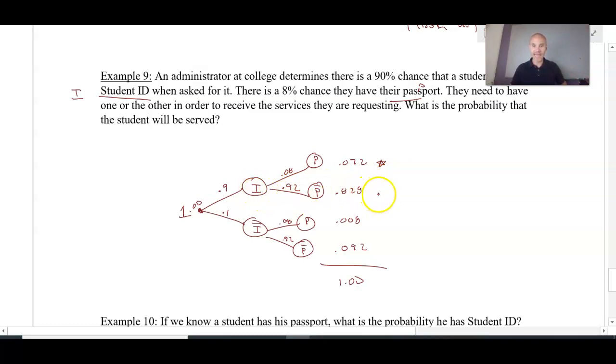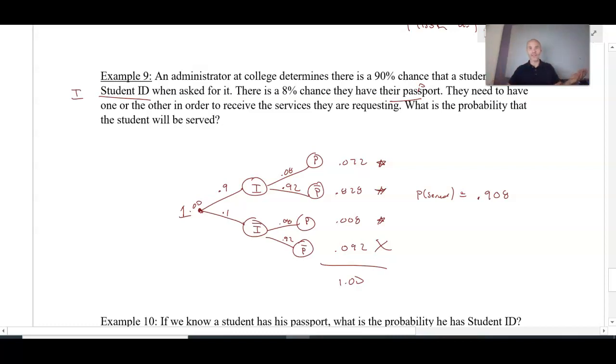These 82.8%, they have their ID, just no passport. They'll be served. And these 0.008 or 0.8% of people have their passport, no ID. They will be served, but these 9.2% of people will not be served. So in total, that's really just one. Take away what you don't want, and that's going to be 0.9 minus 0.008... so the probability that you're served will be 0.908.